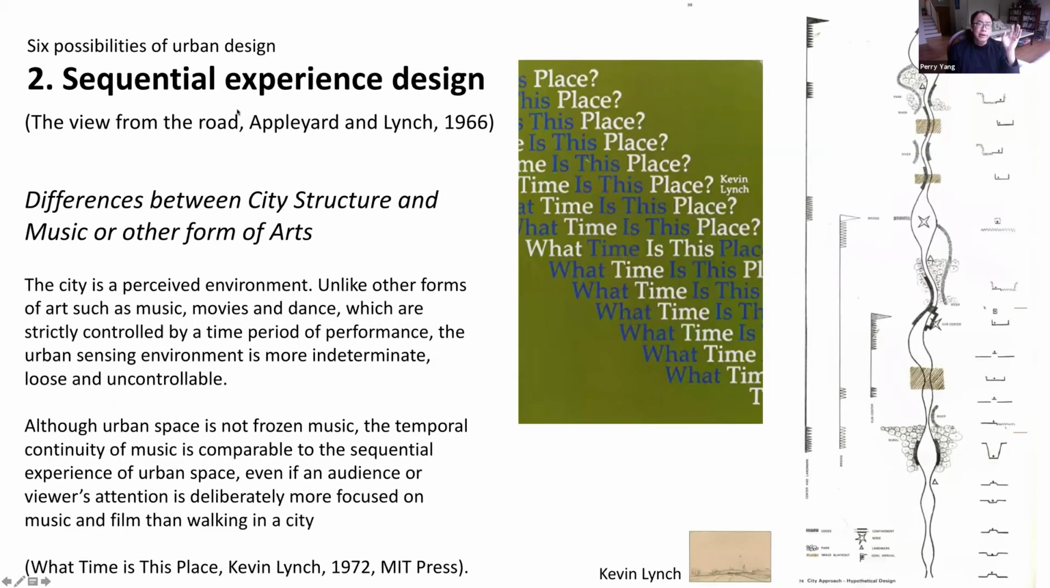And the second possible approach is called sequential experience. I think in his other writing, What Time Is This Place? So Lynch developed this diagram to represent how humans move from point A to point B. So you've got a main street, walking along the street. You have a different sense of enclosure, sense of openness, and so on. So there's a sequential experience of the city we need to understand.